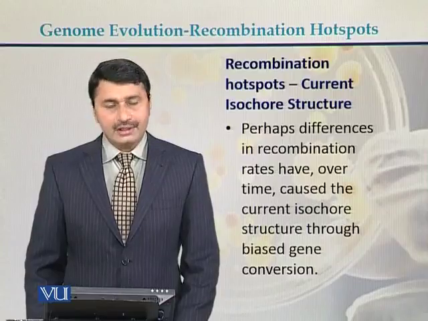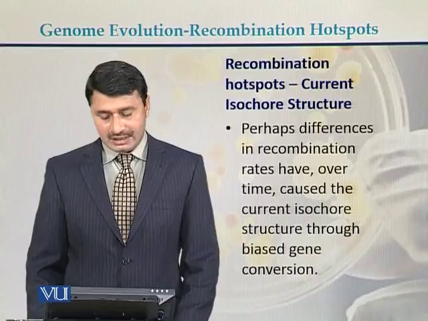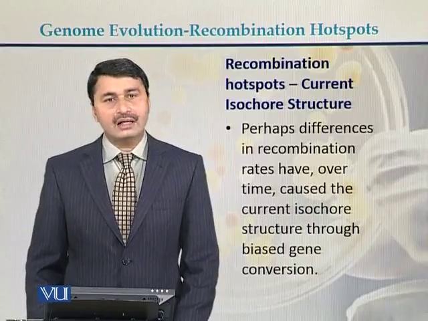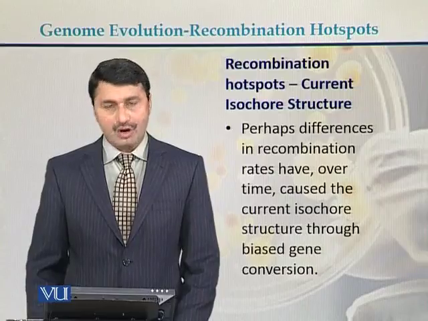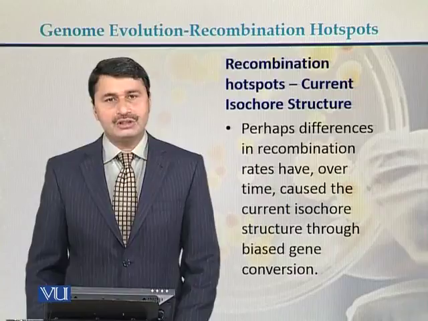Recombination hotspot and current isochore structure. Perhaps differences in the recombination rates have caused the current isochore structure of the genomes, which can be due to biased gene conversions.